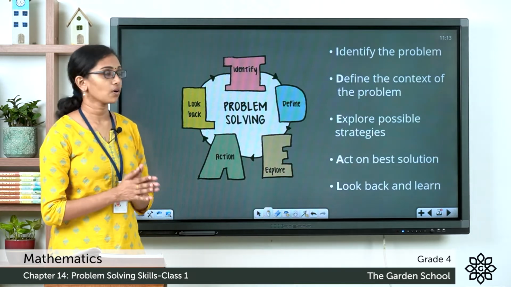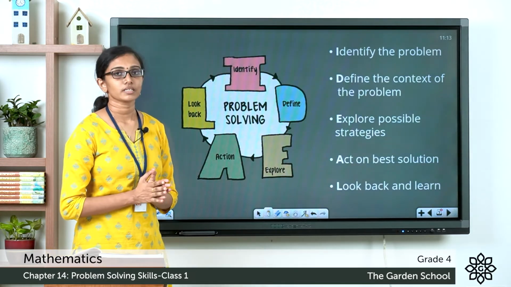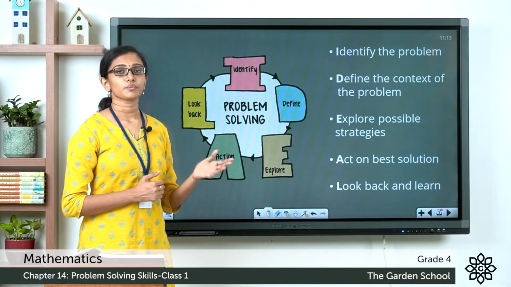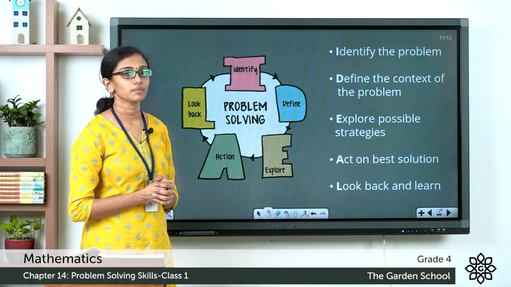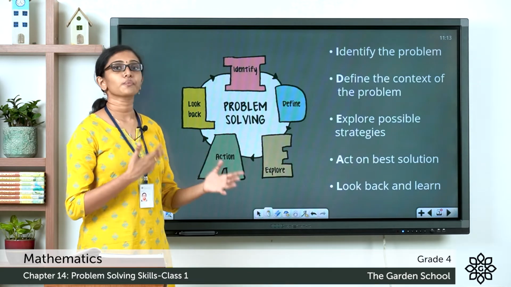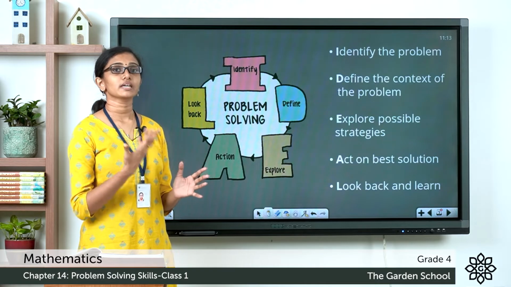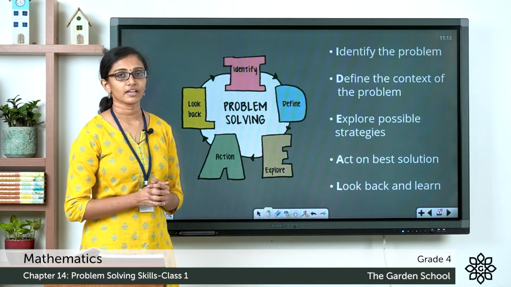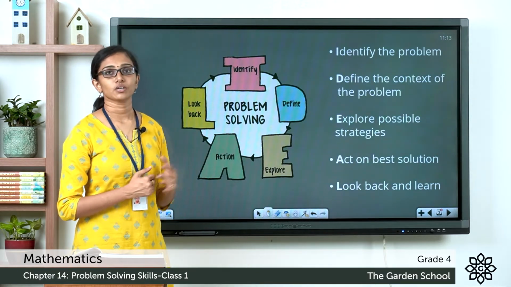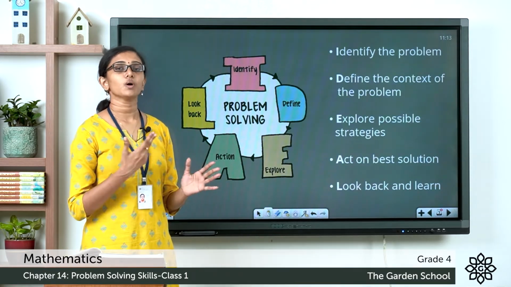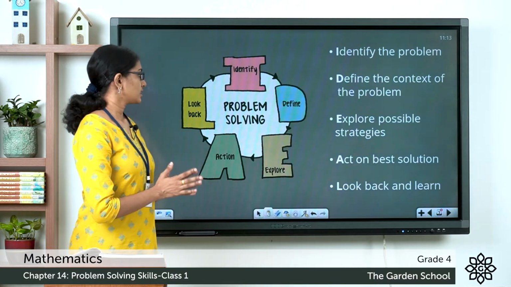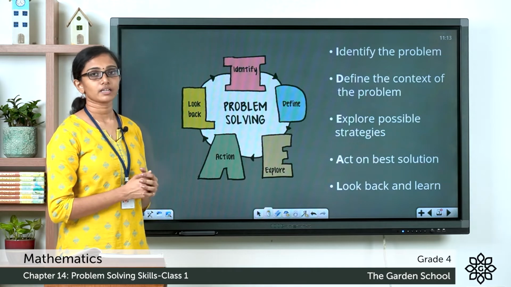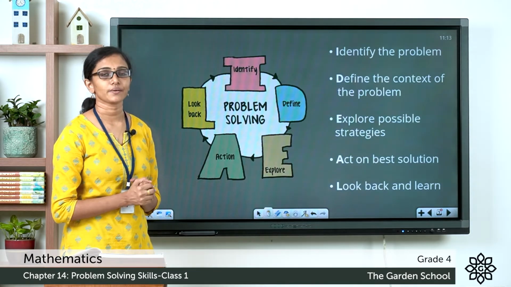I-D-E-A-L. It stands for you're identifying the problem first. Then you'll define the context or you'll define the goal of the problem. What you have to find out from the problem. The next step is to explore the possible strategies or explore the various methods to solve the problem. The next step is carrying out your plan, or you act upon your best solution. You'll carry out or you'll work out the plan or the strategy. So you do the action. The next step or the last step is look back, which means you'll check upon the answer.